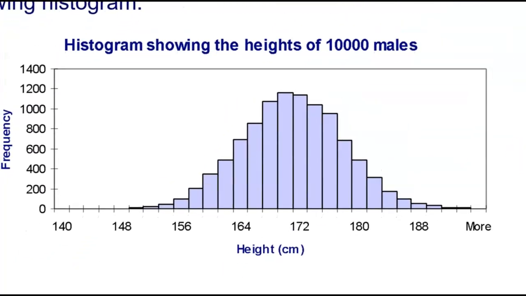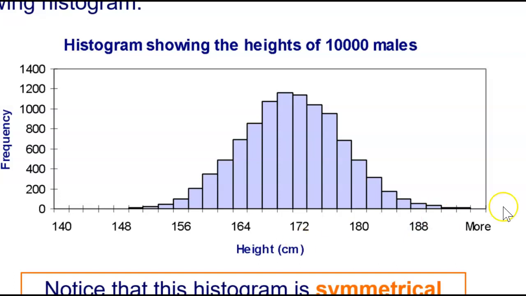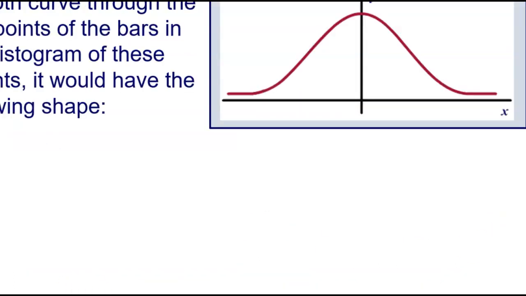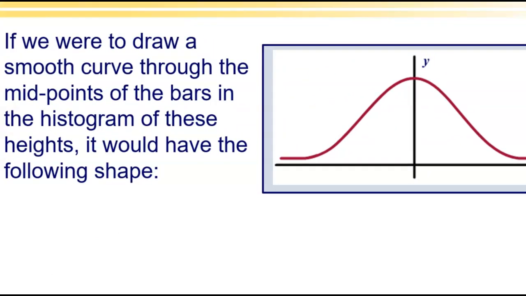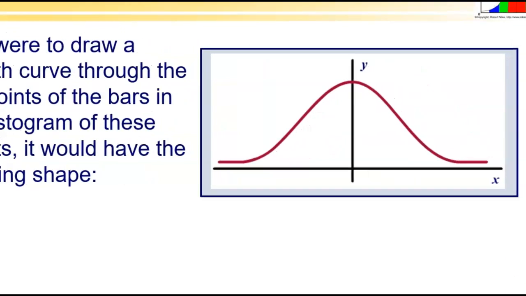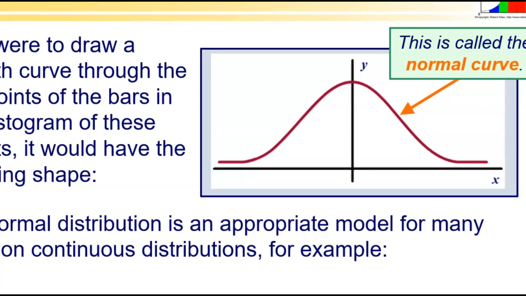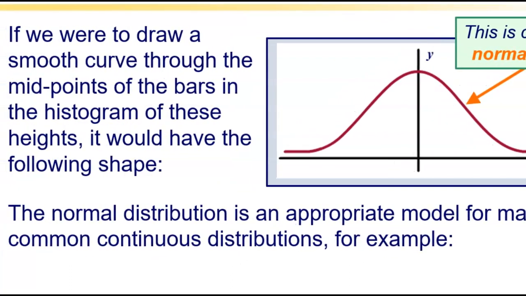Yeah, good. And if we got heaps more people, like 1 million adult males, it's going to get even closer and closer to a smooth bell curve shape. If we had an infinite population, it would get closer and closer to a smooth curve. This curve is called the normal curve. A normal distribution is appropriate to model lots of common continuous distributions, only for continuous variables.